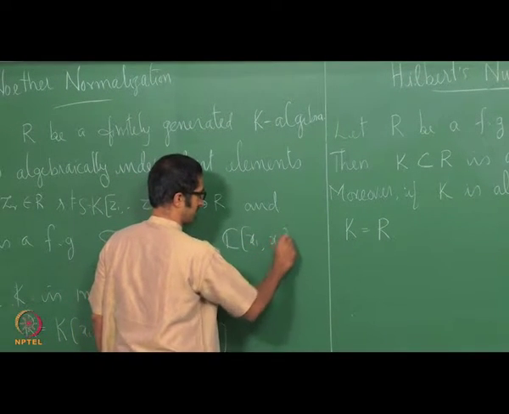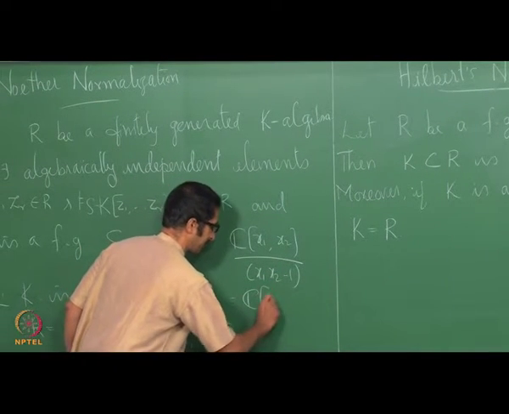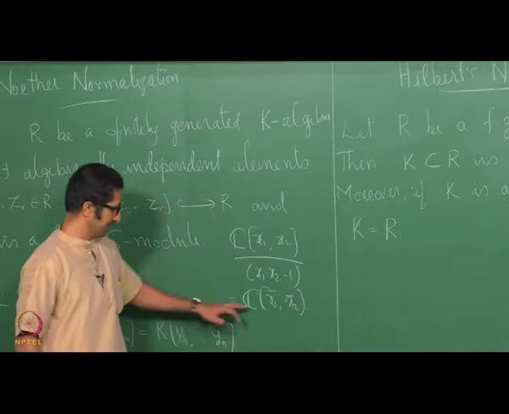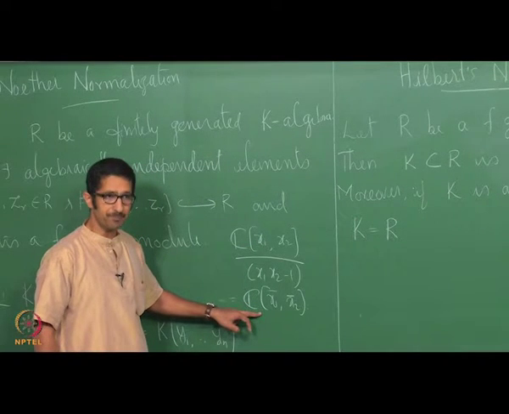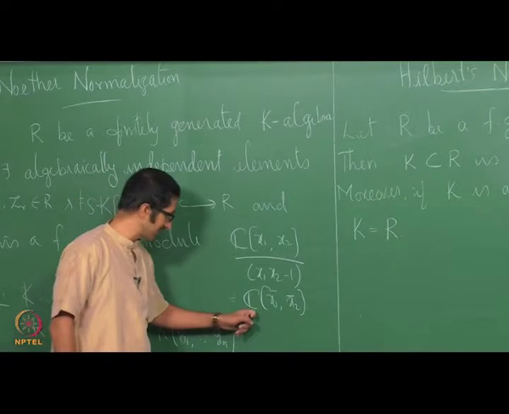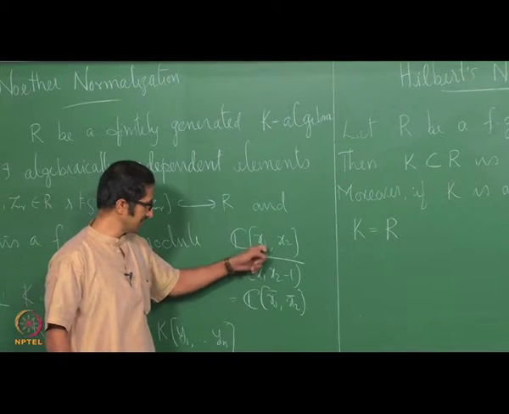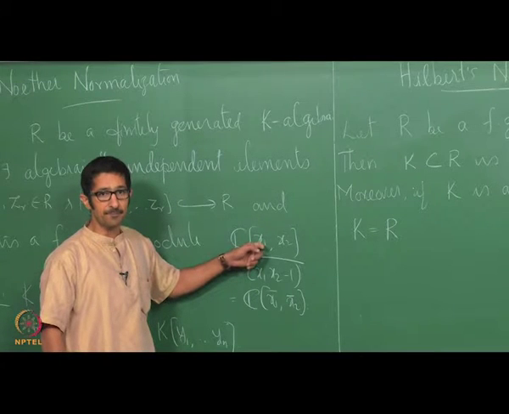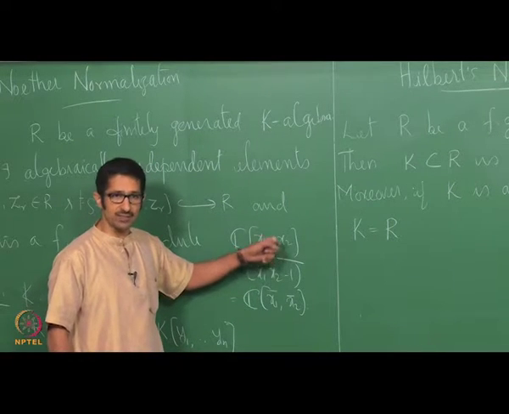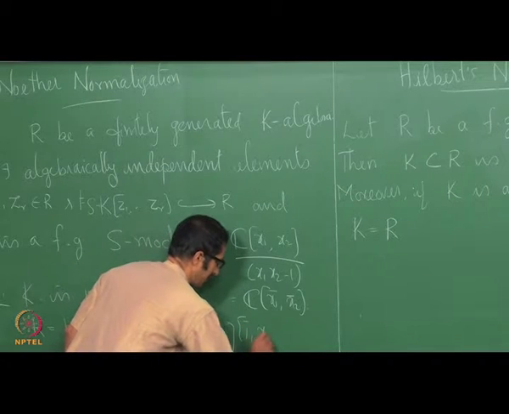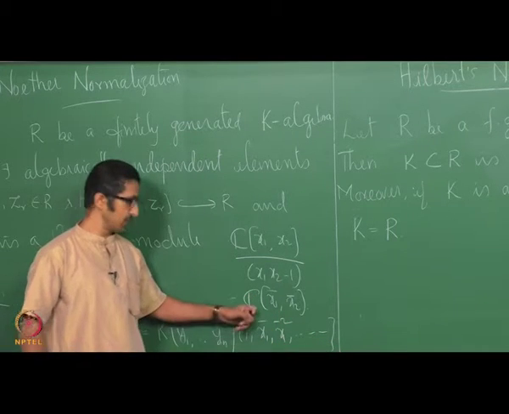See, finitely generated: C[x1, x2] mod (x1 x2 minus 1). If I write this as C[x1 bar, x2 bar], this is a finitely generated C algebra, but this is not a finite extension of C, not a finite C module, because you have many more algebraically independent elements here. If I take the images 1 bar, x1 bar, x1 bar square, these are all independent over C.